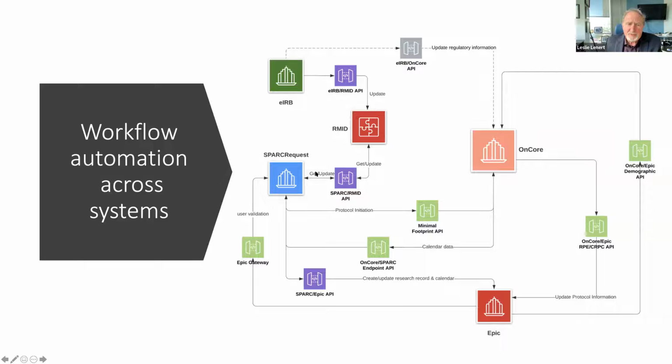In the setting where somebody's pricing out a trial and developing the trial initially, we see most of our work going on in Spark Request. And then we need to send a message to Encore about creating an initial study and footprint and a record of a study that's in the process of development. And that Encore has what's called a minimal footprint API. And this is an area that we think might be ripe for standards.